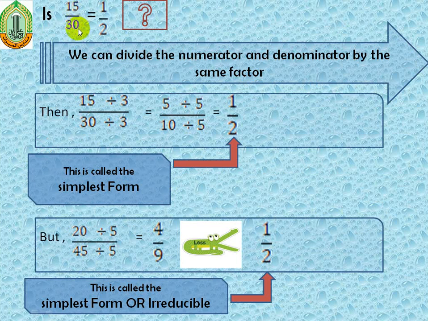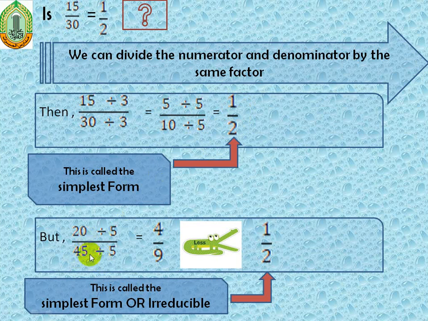Is 15 over 30 equal to half? We can divide the numerator and denominator by the same factor. Then 15 over 30, 15 divided by 3 and 30 divided by the same factor, which is 3, will give us 5 over 10. Can we find also a common factor between 5 and 10? Yes, we have 5. 5 divided by 5 and 10 divided by 5. Then it's equal to 1 over 2. Do we have a common factor between 1 and 2? No, we don't. So 1 over 2 is considered the simplest form.